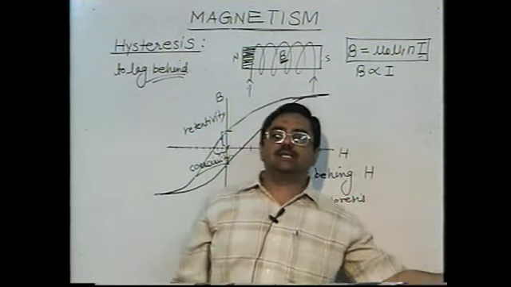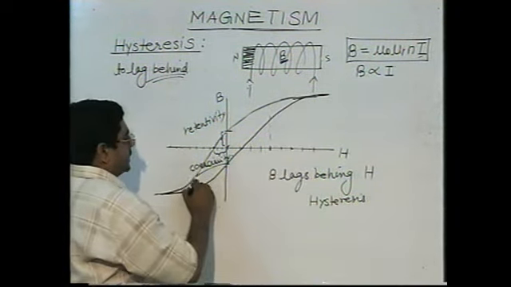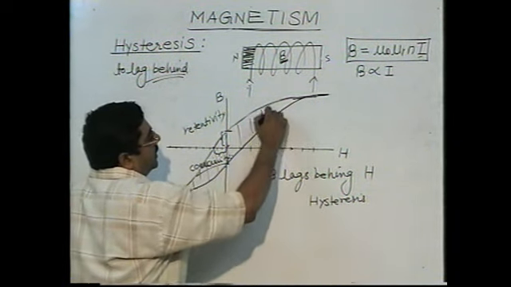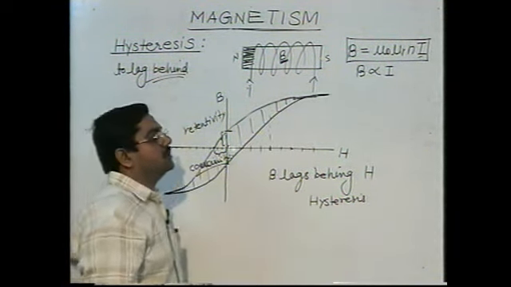This graph is called BH curve. This area represents the hysteresis loss per unit volume.